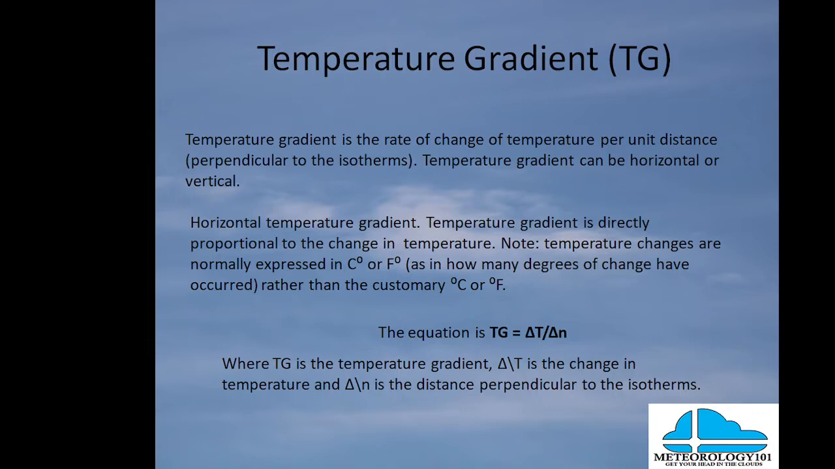The actual temperature would be, it's 50 degrees Celsius or 50 degrees Fahrenheit. That would be your normal terminology. So that's the difference between Celsius degrees and degrees Celsius. The equation for temperature gradient is the delta symbol, which represents change in temperature, divided by the change in distance, N, which represents distance. So you can calculate how much temperature changed in a certain distance.